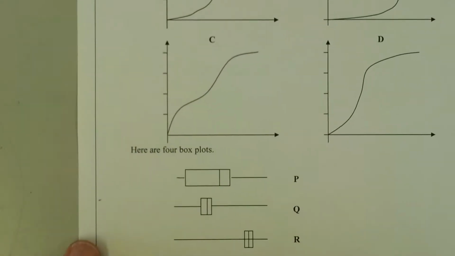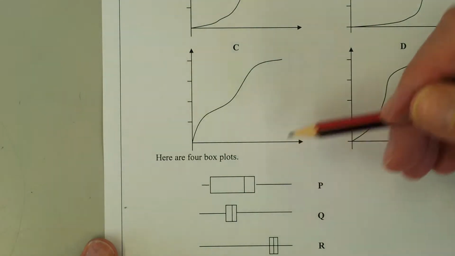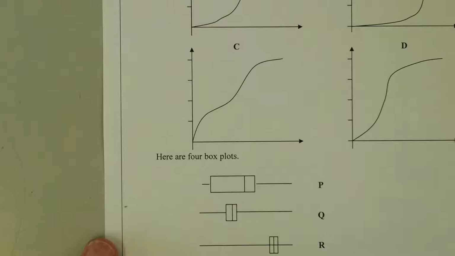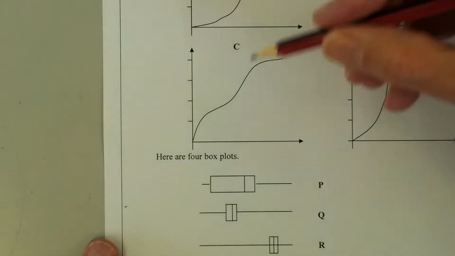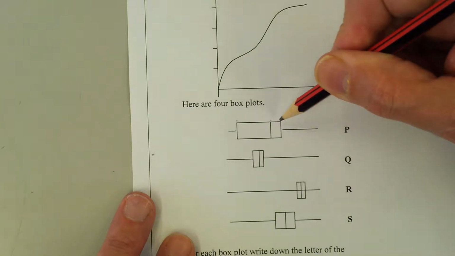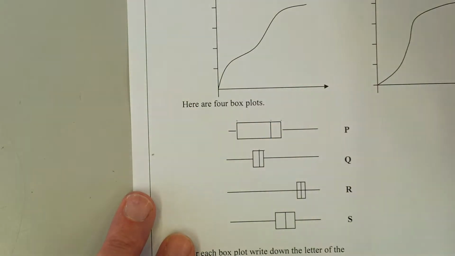Okay, now you can see that we have the maximum and minimum values. The lines are all the same length, so that doesn't give us anything. So the only thing we can go by is lower quartile, median, upper quartile. Lower quartile, median and upper quartile.